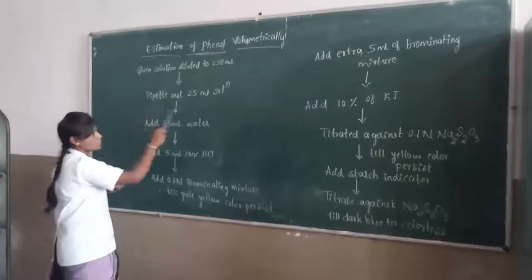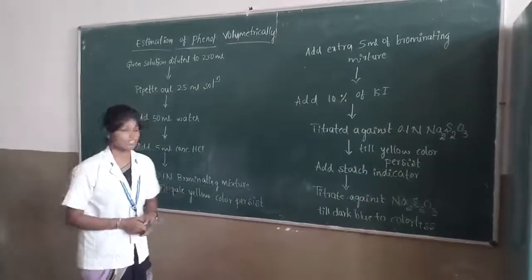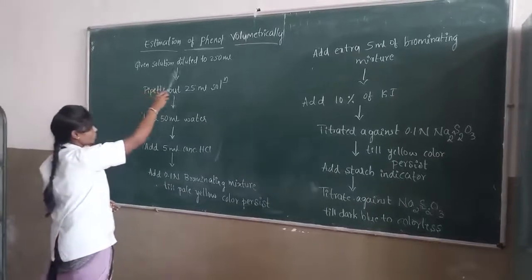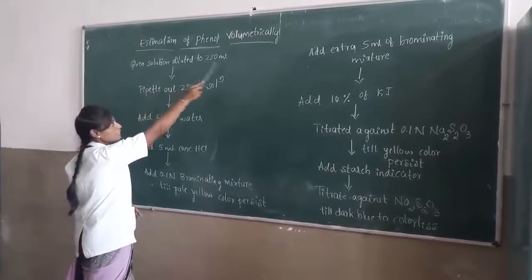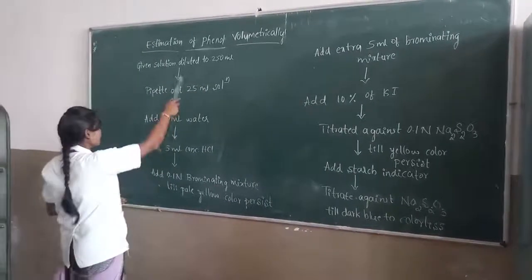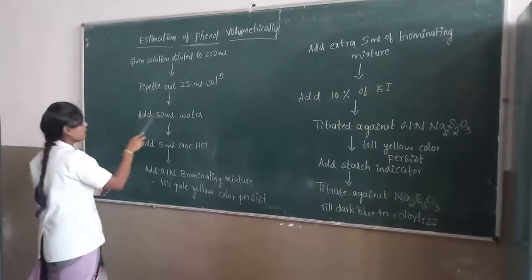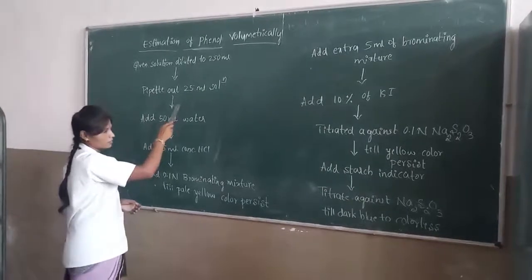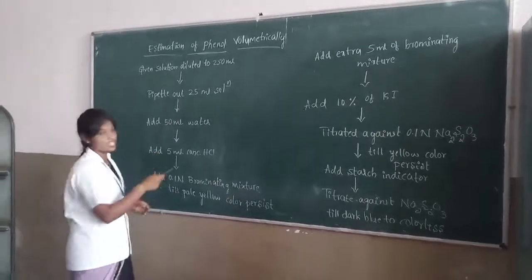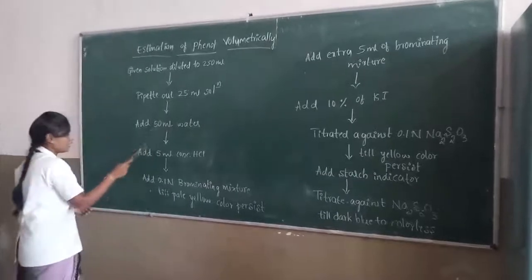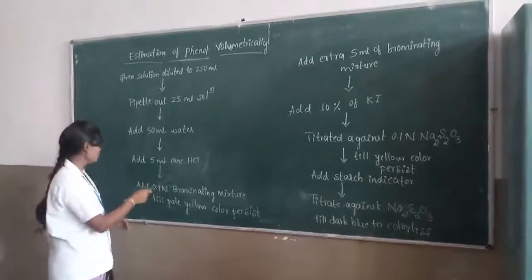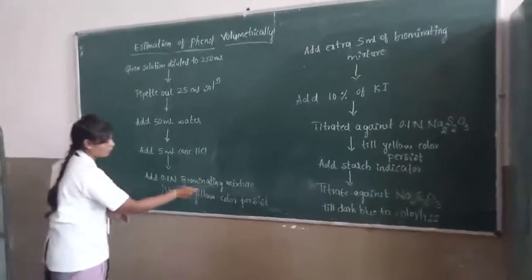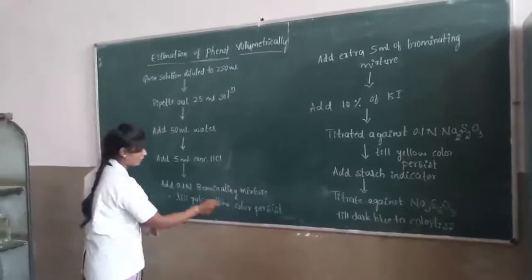First, this flowchart gives the blank titration procedure. The first step is the unknown given solution is taken in a volumetric flask and diluted up to 250 ml. Then pipette out 25 ml of that solution into a stopper bottle and add 50 ml of water because the solution is to be completely diluted. After that add 5 ml of concentrated HCl to maintain acidic nature. After that add 0.1 normal brominating mixture till pale yellow color persists.